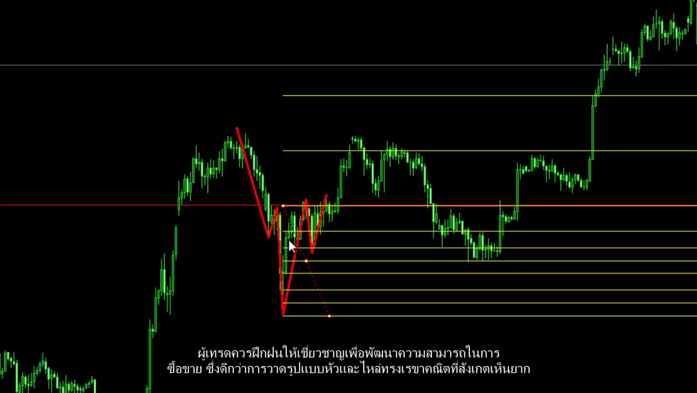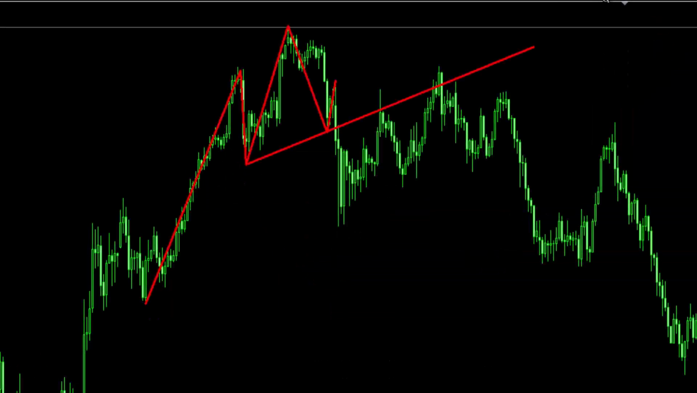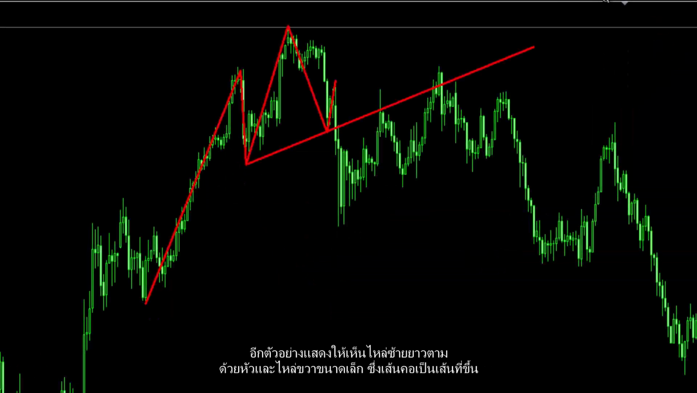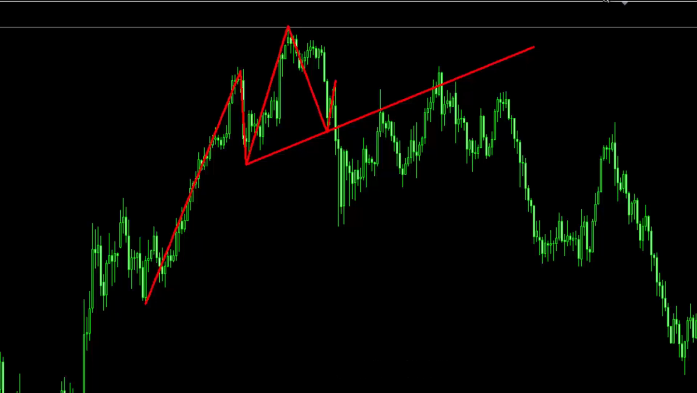A trader should practice considerably to develop his or her trading ability. It is better to draw asymmetrical head and shoulder patterns which are hard to identify. There is another example with a long left shoulder followed by a head and a small right shoulder, in which neckline is an upward line.